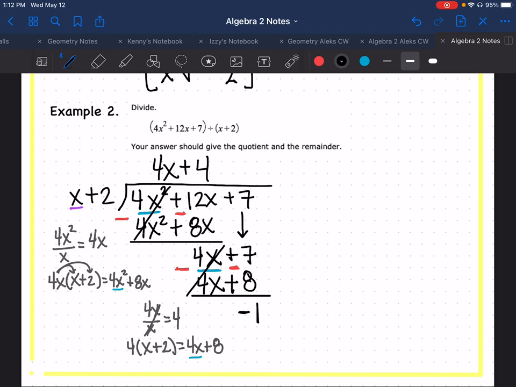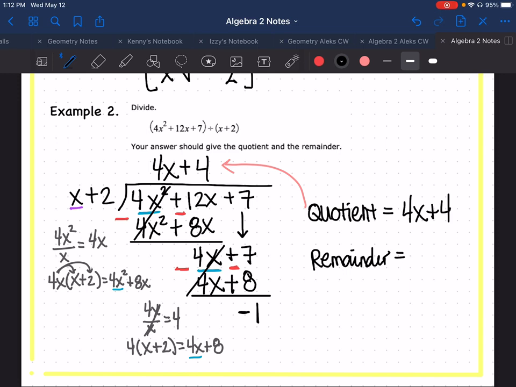On your assignment, you will be asked, what is the quotient? And then you will be asked, what is the remainder? Well, it's very simple. The quotient is right here. So you would put in 4x plus 4 into the box, and the remainder is right here, and you will simply put negative 1.